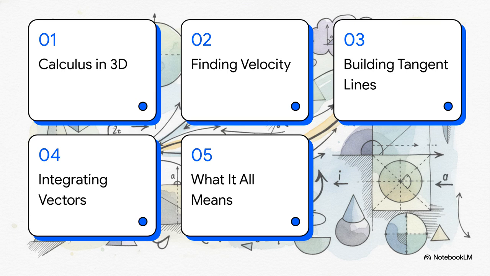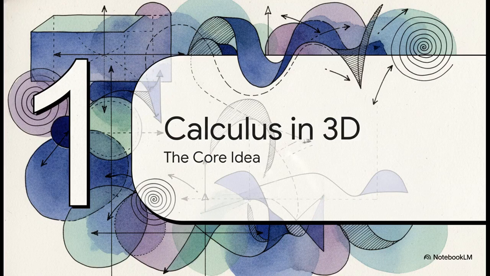And here's our game plan. We'll kick things off with one core idea you have to know for calculus in 3D. Then we're going to find velocity vectors using derivatives and even build a tangent line. After that, we'll flip it and reverse the process with integration. And to wrap it all up, we'll talk about what this all really means. Ready? Okay, let's get right into it.